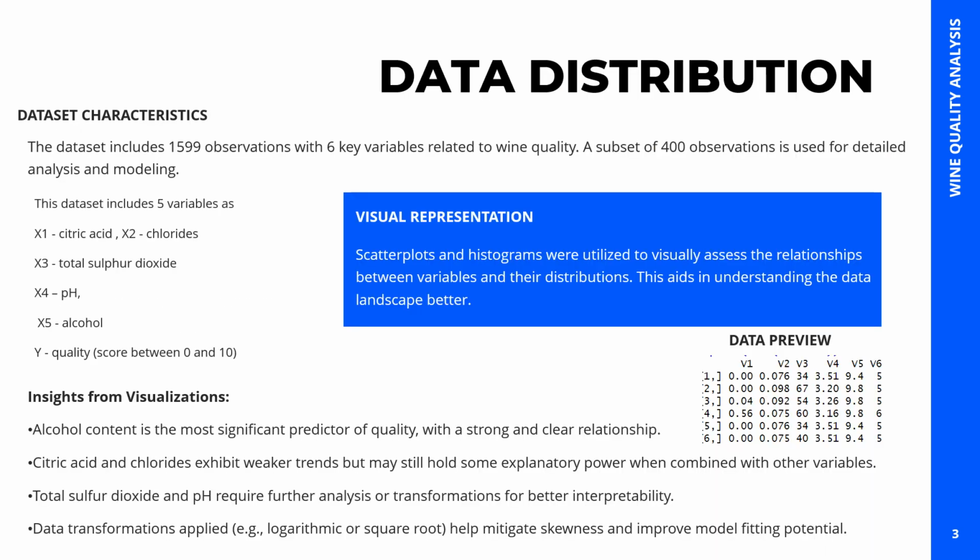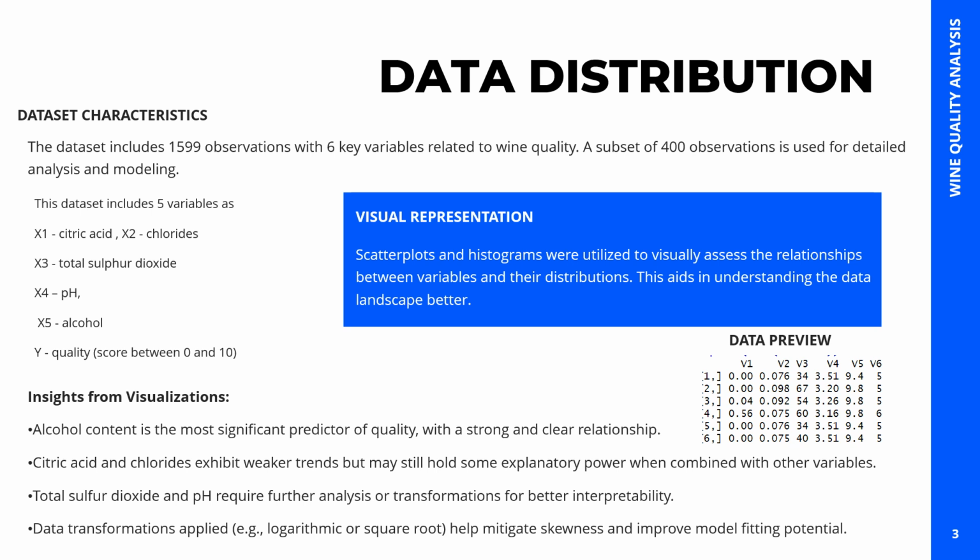Talking about the data distribution, the data set for the red wine is coming from North Portugal. This data set includes 1599 observations, and there are 6 key variables related to the wine quality. We took a subset of 400 observations for the detailed analysis and the modeling.